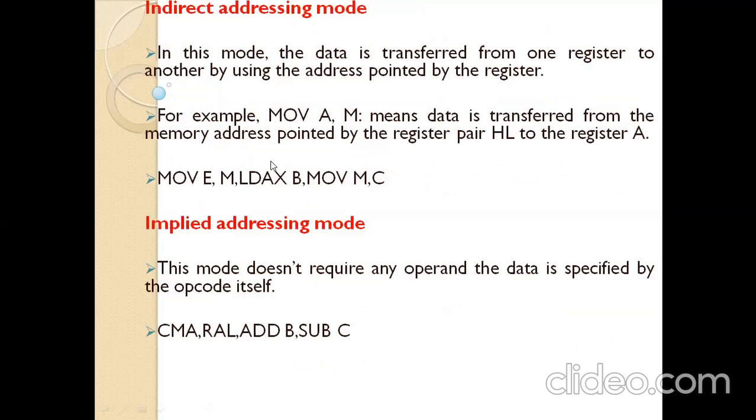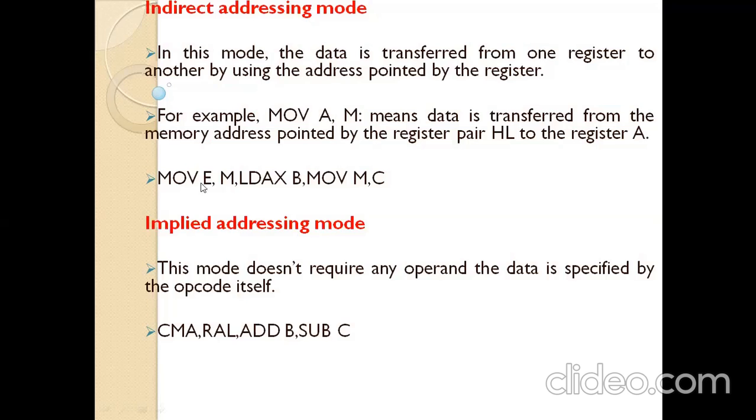Next one is register indirect addressing mode. We can see an example, MOV A, M. Here M means memory pointer or memory address, given by the HL register pair, the data pointer. M represents the memory pointer or data pointer. From this memory address, I am going to move the data to the register, from memory to register. But here the memory address is not given directly. So it is called indirect addressing mode.